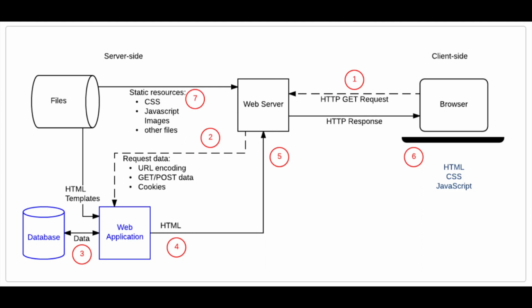2. The web server detects that the request is dynamic and forwards it to the web application for processing. The web server determines how to handle different URLs based on pattern matching rules defined in its configuration.